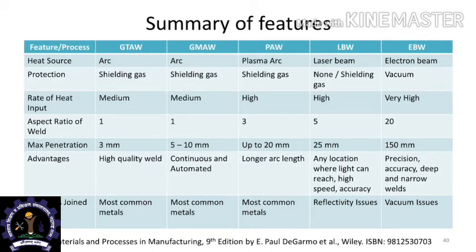And this also supports longer arc length, and longer arc length would actually mean more agility in the welding process, and the weld assembly can then be designed so that the plasma torch can move around and make the joints possible, which may not be, for example, possible using the GMAW or GTAW processes, and most of the common materials can be joined using plasma arc welding.